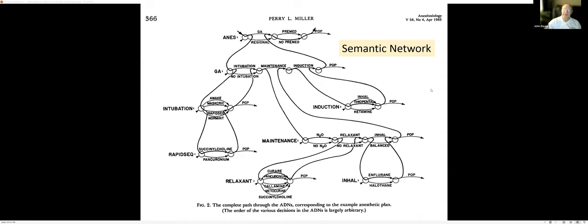And one of the things that was there is he represented anesthesia in this augmented decision network. It's kind of like a semantic network about the various stages of anesthesia and how it might be carried out. So that was one of the first things from 1983. Since that time, we've developed a lot of different approaches to anesthesia.